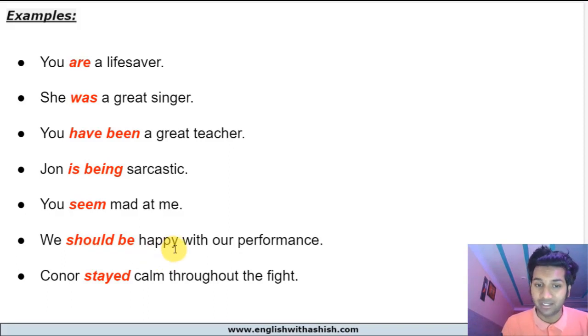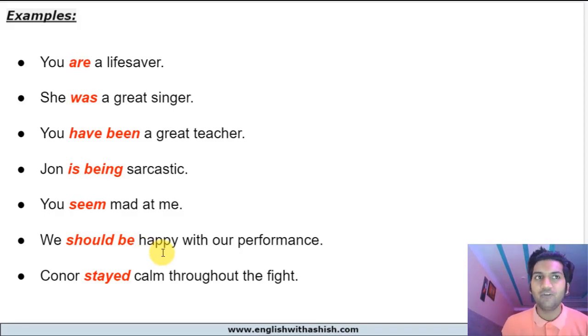Okay, we should be happy. We can be happy. We may be happy. We might be happy. So we can use different modal verbs to refer to different possibilities. Okay. Connor stayed calm throughout the fight. Now, if should be or will be or can be or could be is followed by an action verb, in that case should be is not a linking verb.